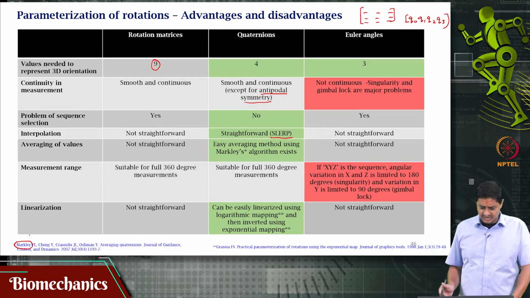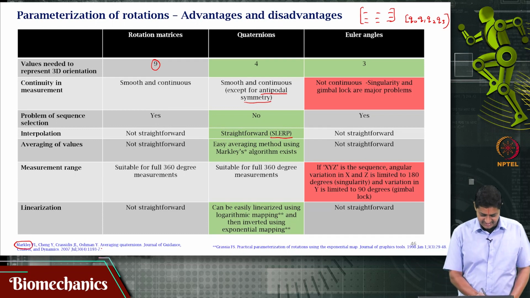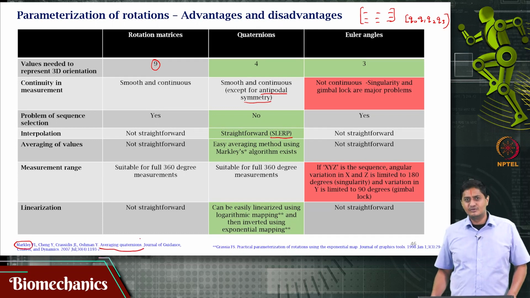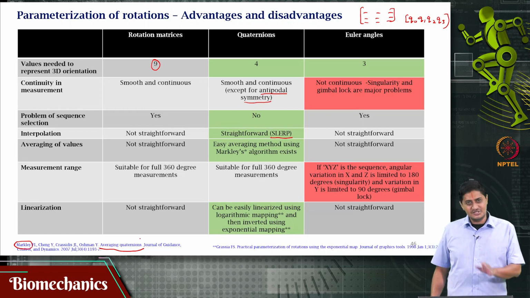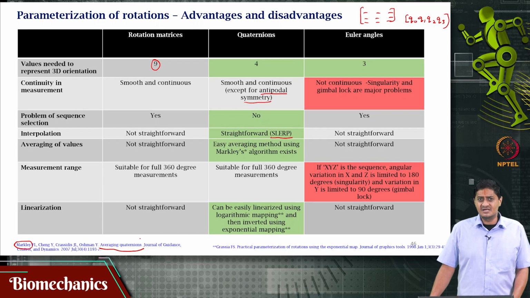The details of this algorithm are available in this famous paper by Markley. The paper is called averaging quaternions. A two-word name for a paper, averaging quaternions, that is it. Just Google averaging quaternions Markley, and you will get this paper, where the details of this algorithm are available. Essentially, what this requires is the creation of an eigenvalue decomposition of the set of all quaternions that you want to average, and then finding the eigenvector corresponding to the largest eigenvalue.